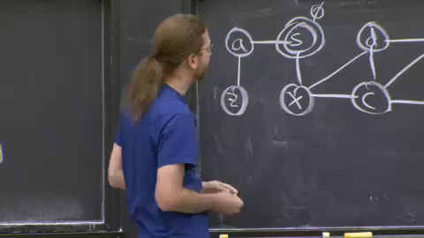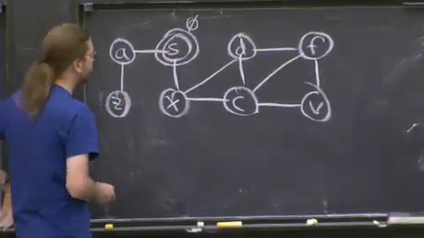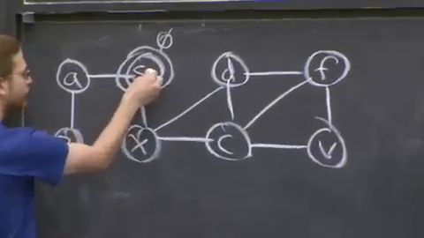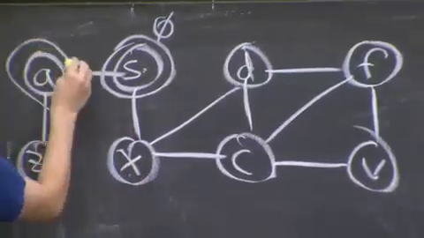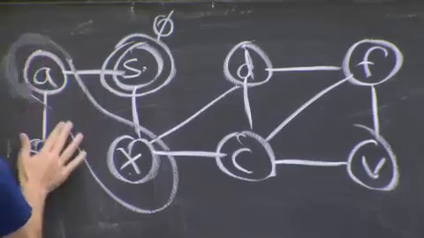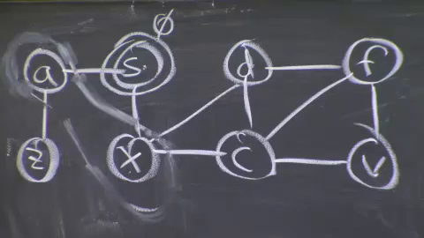Let's see how it works on a real example. So first frontier is this thing. Frontier just has the node S. So we just look at S, and we look at all the edges from S. We get A and X. So those get added to the next frontier. Maybe before I go too far, let me switch colors.